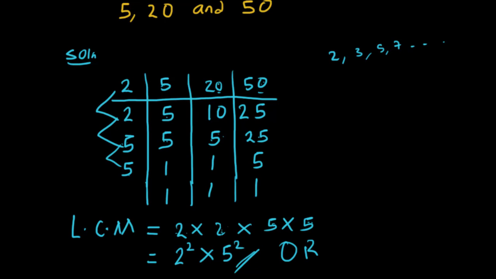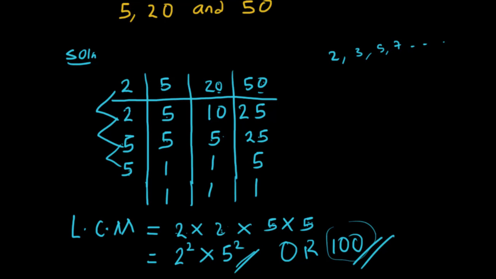2 times 2 is 4. 4 times 5 is 20. 20 times 5 is 100. So this also can be the lowest common multiple of 5, 20, and 50. I hope you understand. So we still did the same thing. 2 times 2, 4. 4 times 5, 20. 20 times 5, 100. That's how we got 100.